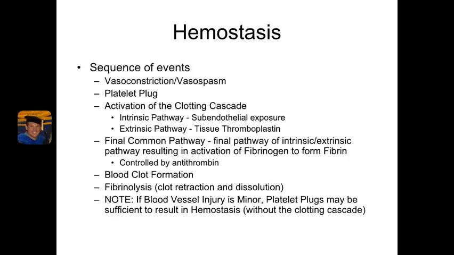No matter which pathway is activated, the final pathway is going to end up causing fibrinogen to be cut open into fibrin. Fibrin, in turn, is going to tie the platelets together, forming what's called a stable clot, or the secondary plug. And then fibrinolysis is the beginning of destroying the clot. So remember, fibrinogen turns into fibrin, and fibrinolysis is going to break down that fibrin.